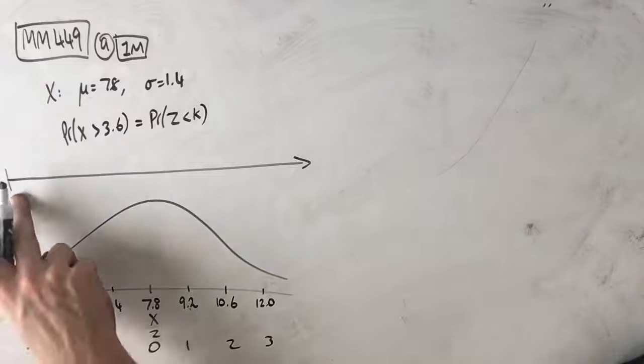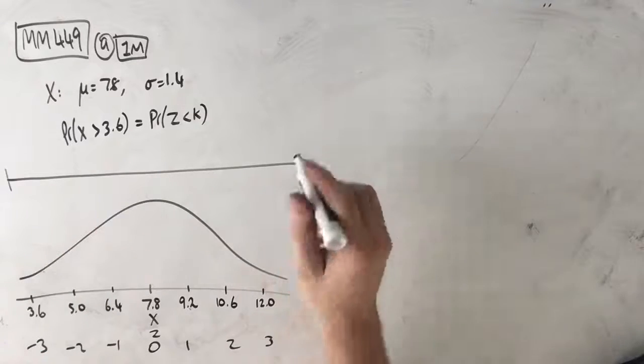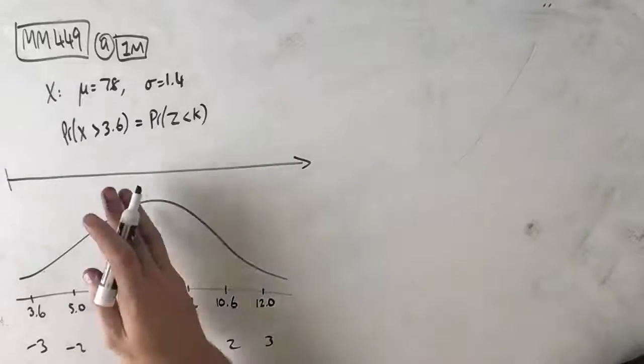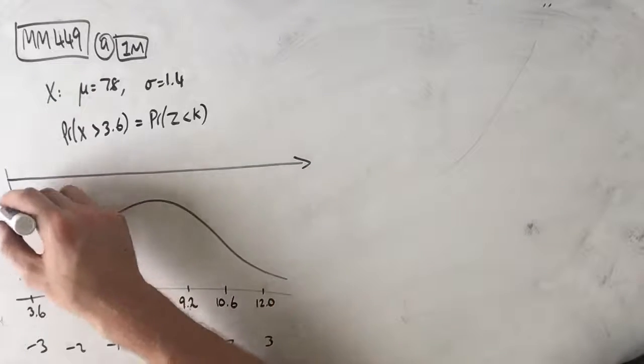Because 3.6 is here, that's our x value. So we're looking for everything above that point. Now, we're looking for the probability that z is less than k, okay? So we know that our z value is going to have to be somewhere up here, right? Because we're going to have to go less than k.